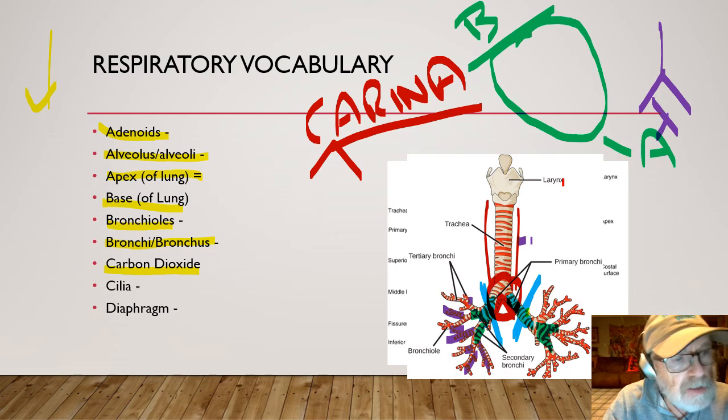The carbon dioxide is picked up at the tissues, put in the capillaries, and taken back to the lungs. When it gets back to the lungs, the little capillaries around the alveoli allow the carbon dioxide to go from the capillaries into the alveoli, and then we can exhale it, because it comes up through the bronchi and eventually out the trachea. So that's what carbon dioxide is. We all know that's a waste respiratory gas.